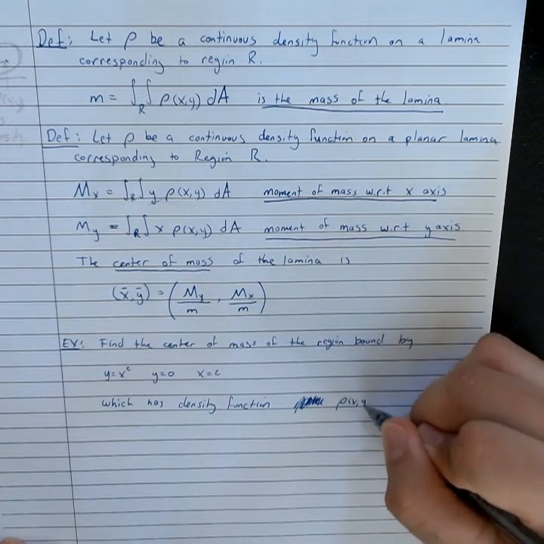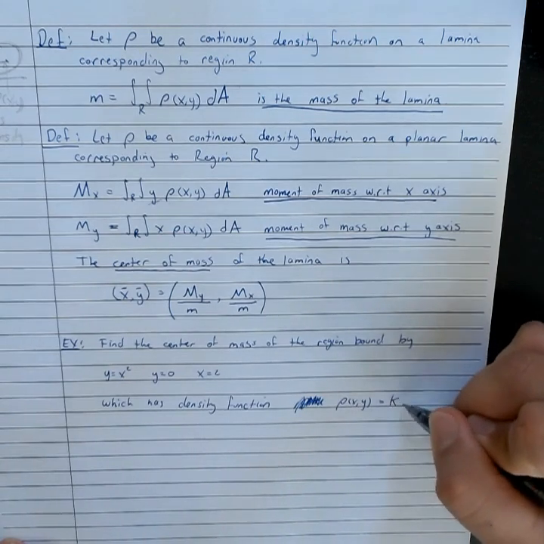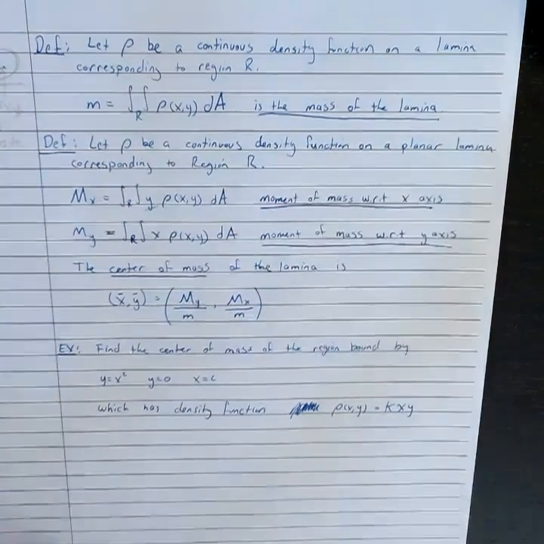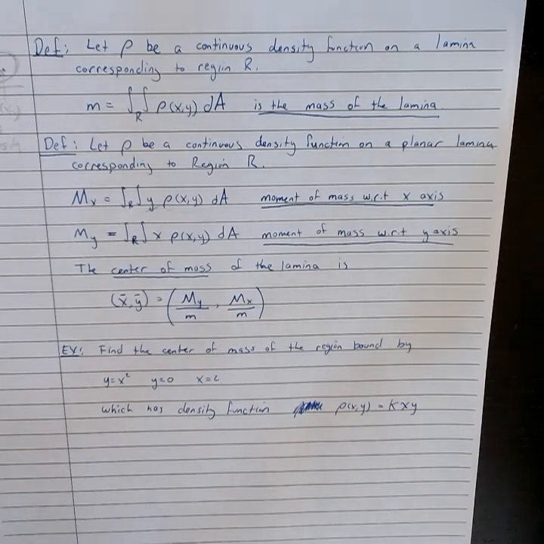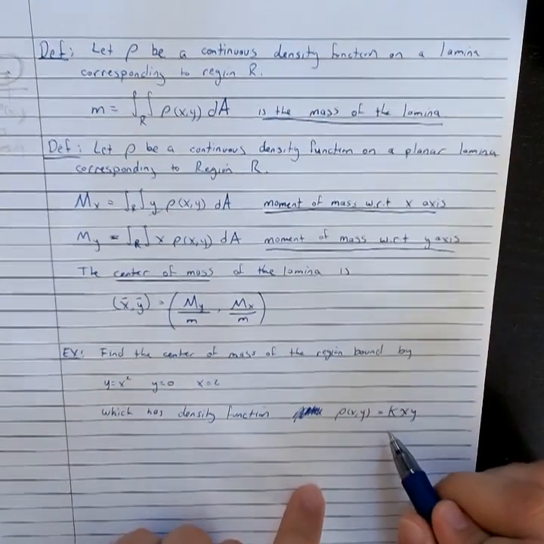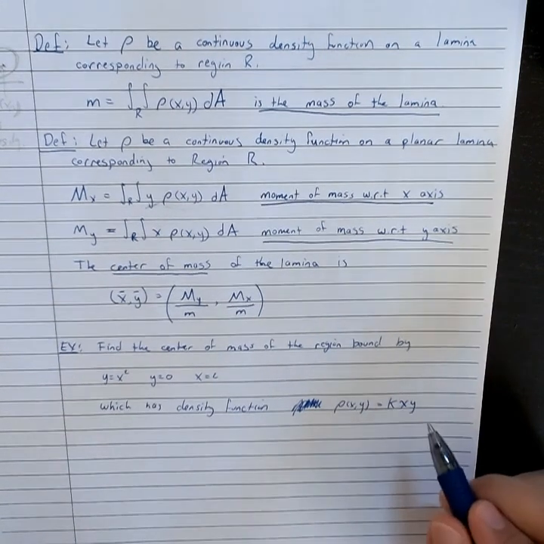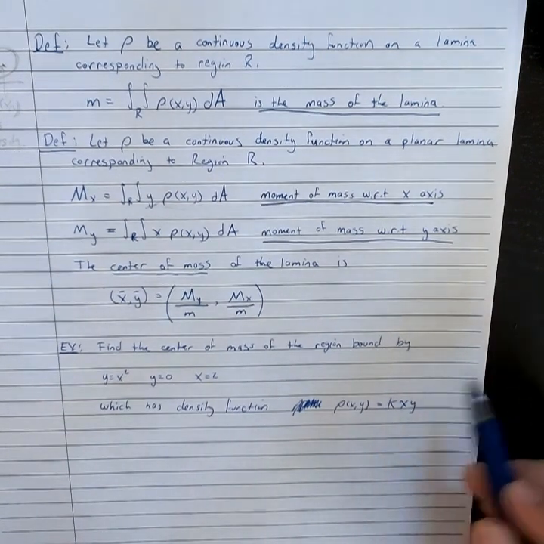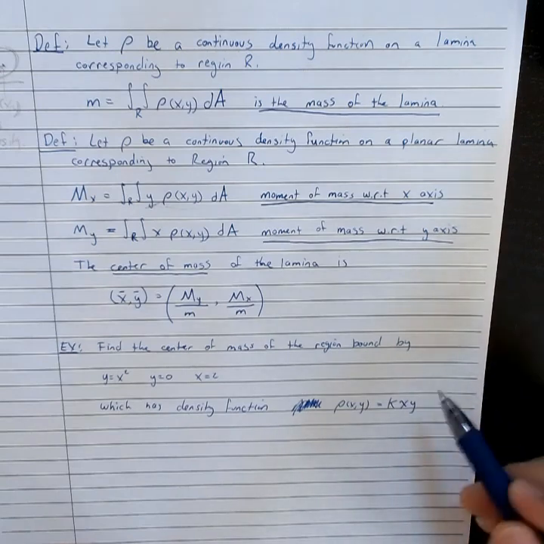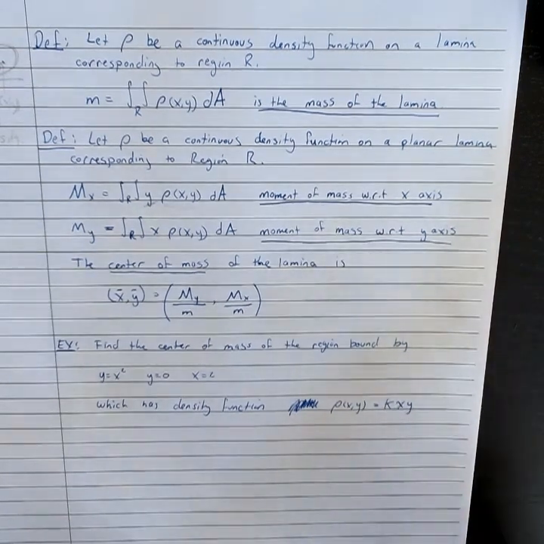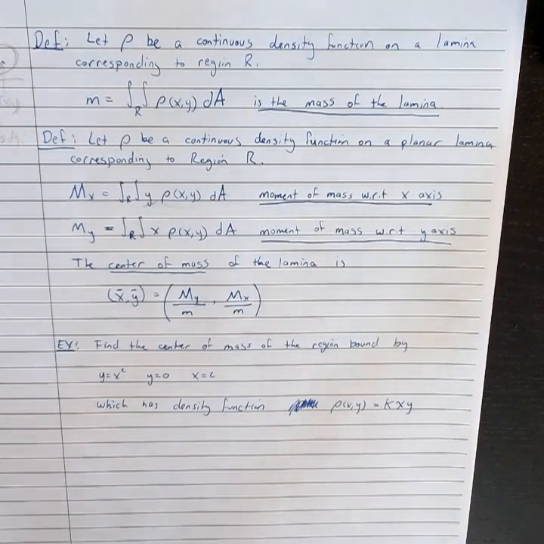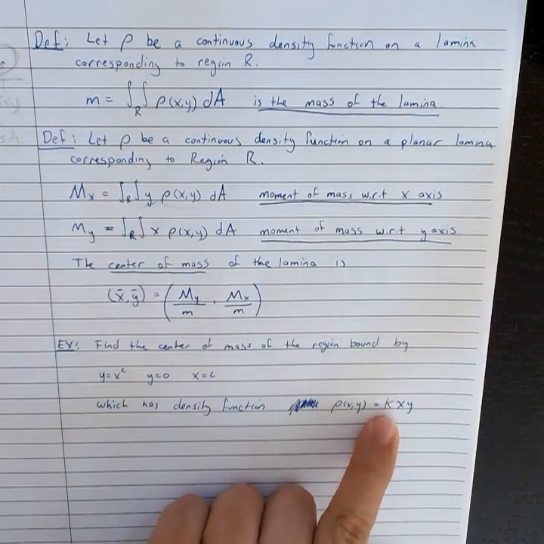Now remember, rho is a function of x and y. So you might ask, well, what is k? Well, k is just going to be a constant. And that constant would, in a physical example, if we were actually looking at some material, depend on the material we were looking at. If these laminas were made of steel, of iron, of cardboard, well, then we'd have different values of k depending on the material. But for now, that's just a constant.